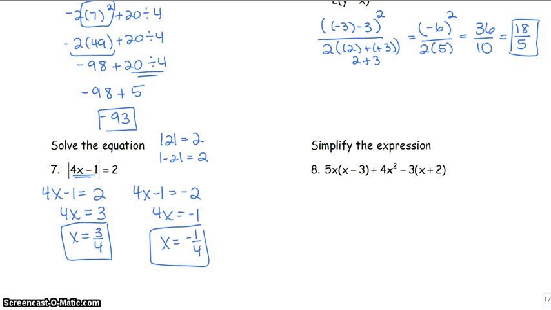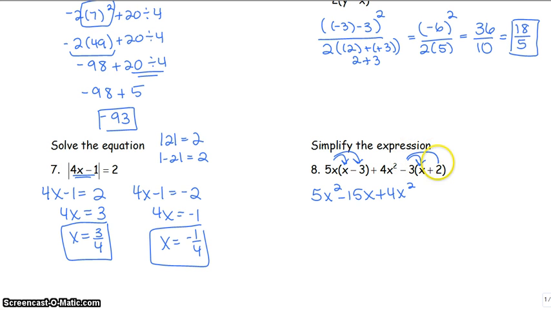Number 8, when we simplify the expression, don't overcomplicate this. All this is combining like terms. When you combine like terms, the very first thing you want to do is get rid of any parentheses. So we've got to distribute the 5x in. 5x times x is 5x squared. 5x times a negative 3 is a negative 15x. Nothing's happening to the 4x squared, so we just add 4x squared.